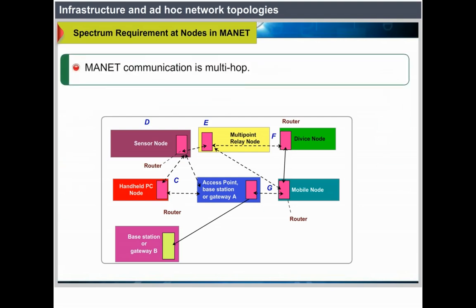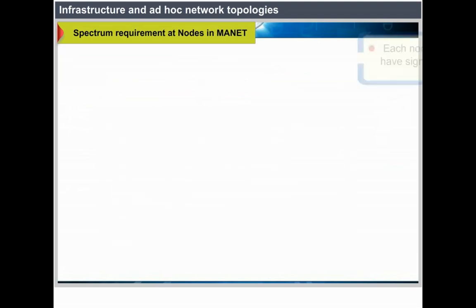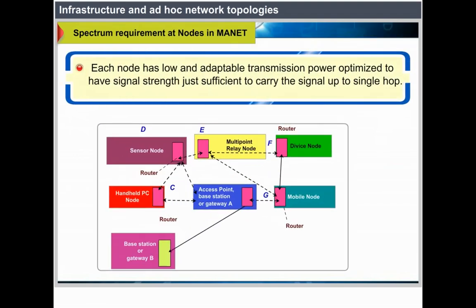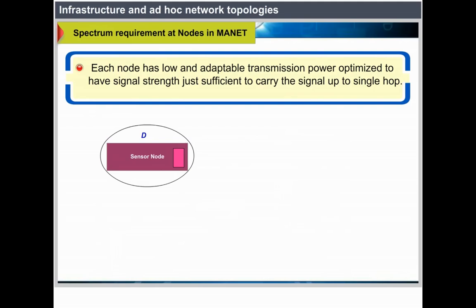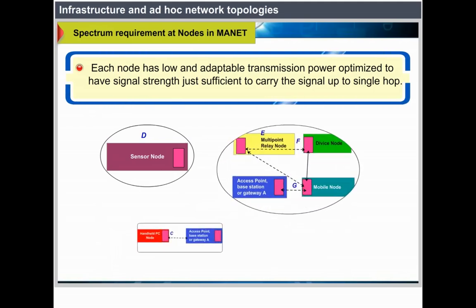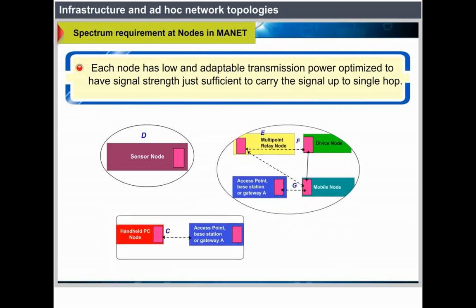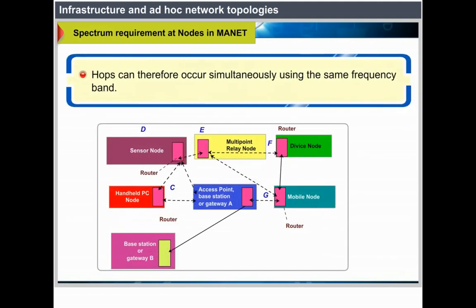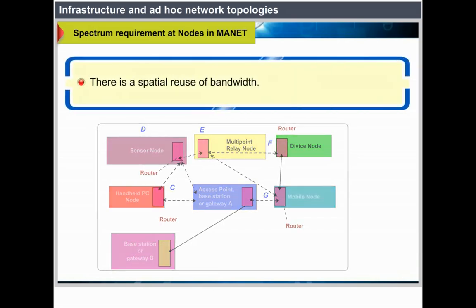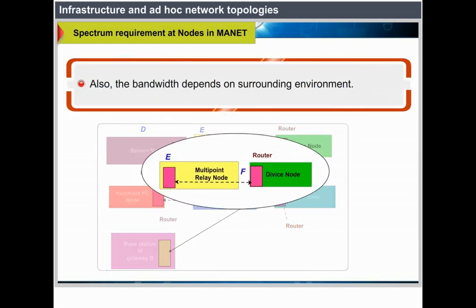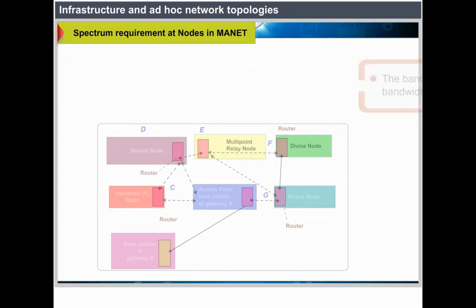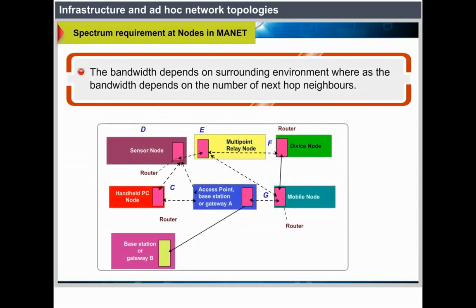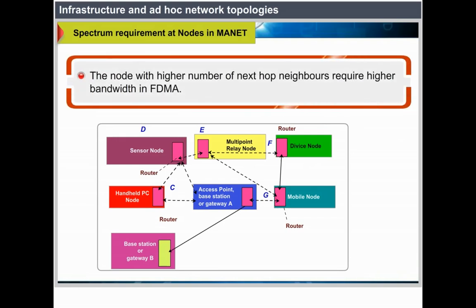MANET communication is multi-hop. Each node has low and adaptable transmission power optimized to have signal strength just sufficient to carry the signal up to a single hop. Hops can therefore occur simultaneously using the same frequency band. That is spatial reuse of bandwidth. Also, the bandwidth depends on surrounding environment. The bandwidth depends on the number of next hop neighbors. The node with a high number of next hop neighbors requires higher bandwidth in FDMA.